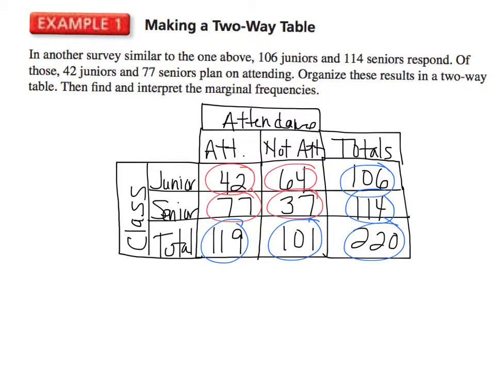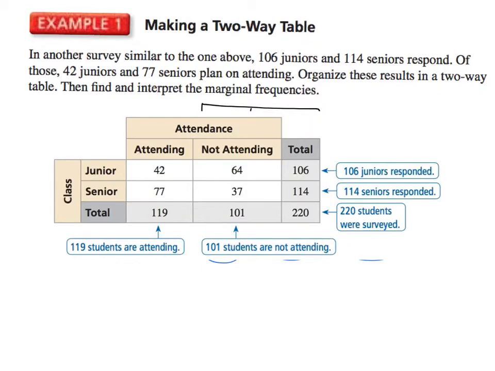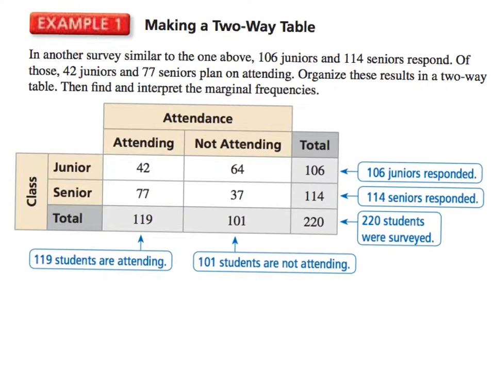So I'm going to actually pop up a much better example. And here we go. This is interpreting each of those numbers. So you have to tell me what it means. 119 students are attending. 101 students are not attending. 106 juniors responded. 114 seniors responded. And 220 represents the total number of people surveyed. That's interpreting the marginal frequencies.